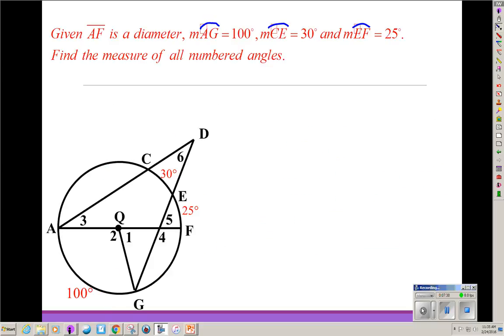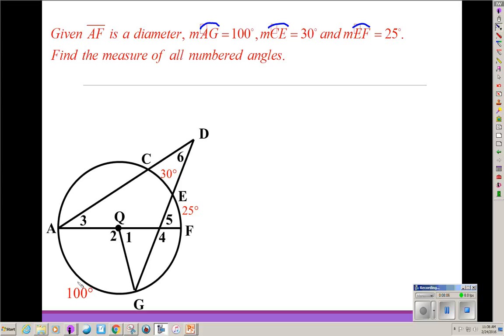How about this example? They give you this circle with all of these segments. Segment AF is a diameter. The measure of arc AG is 100 degrees. The measure of arc CE is 30 degrees. And the measure of arc EF is 25 degrees. Let's find the measures of all of the angles. So you can go out of order or in order, however you end up seeing things.